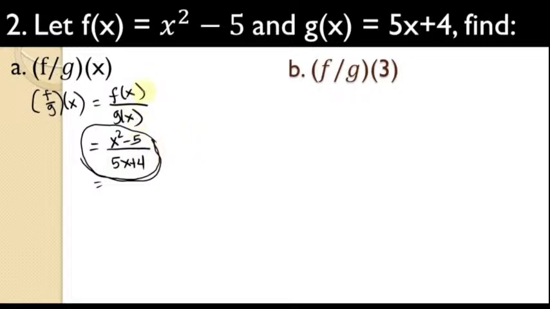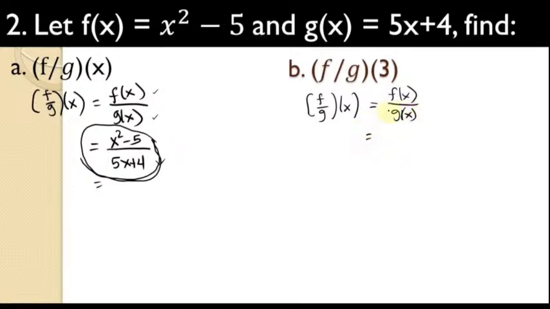But, you need to simplify that based on the given formula. So x squared minus 5 over 5x plus 4. So this is our final answer. How about sa letter B? So formula, f over g times x equals f of x over g of x.